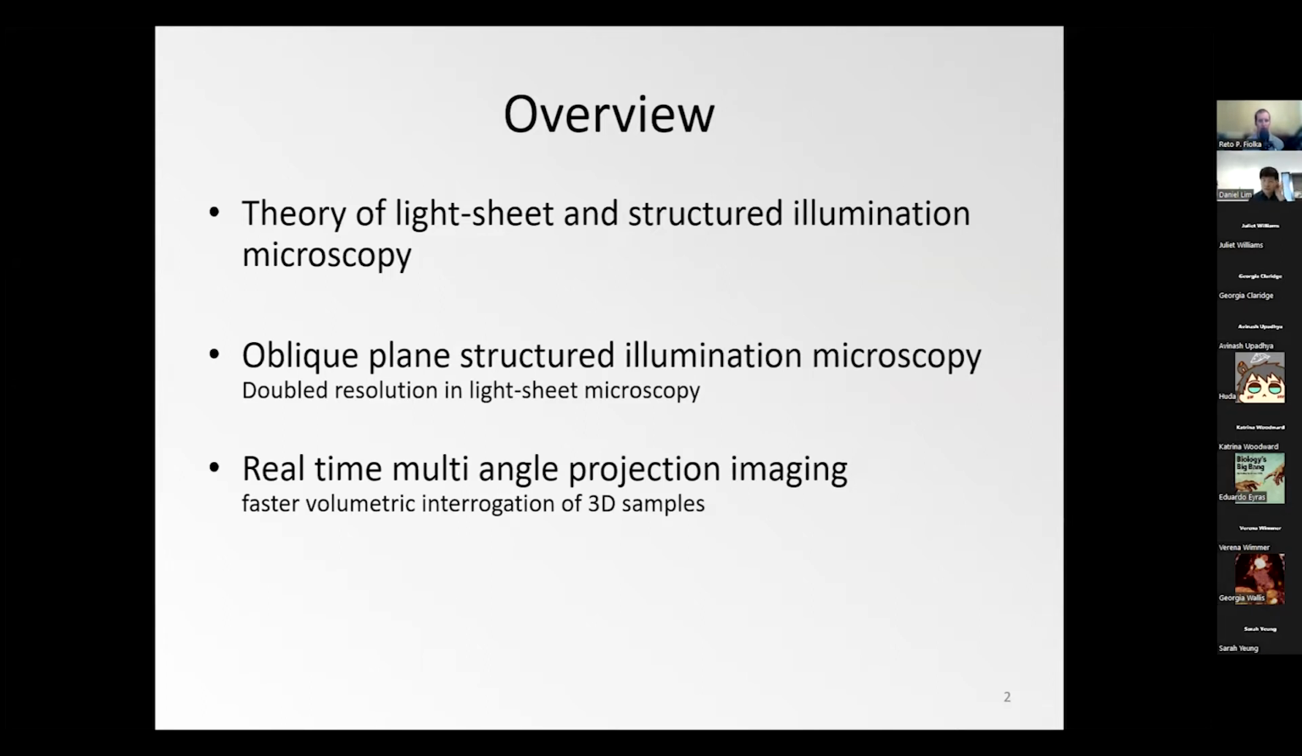And then I will jump in and show how we combined the two, which we called oblique plane structured illumination microscopy, a name that hopefully will make more sense when we get there. And in the second part, I will talk about a projection imaging technique that in principle can be added to any light sheet microscope that then allows faster acquisition rates when you are looking at a 3D sample.